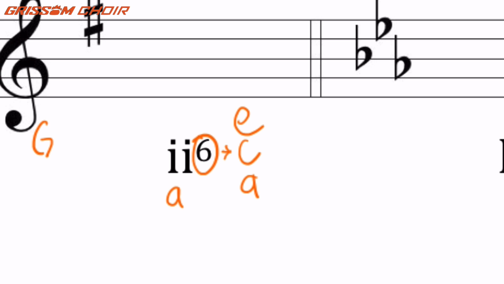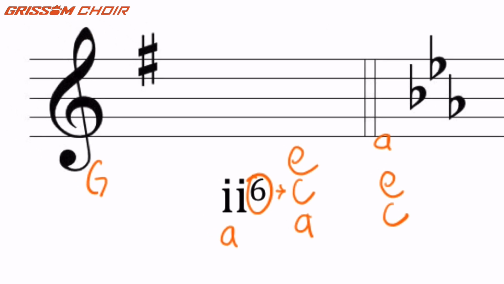So that means that a 2-6 would be C, E, and then A on top. Now all we have to do is correlate that to the staff. We find C, so C would be the 3rd space. Then we would do E, and then we do a ledger line and draw A. That would be a 2-6, a 2 first inversion in the key of G major.